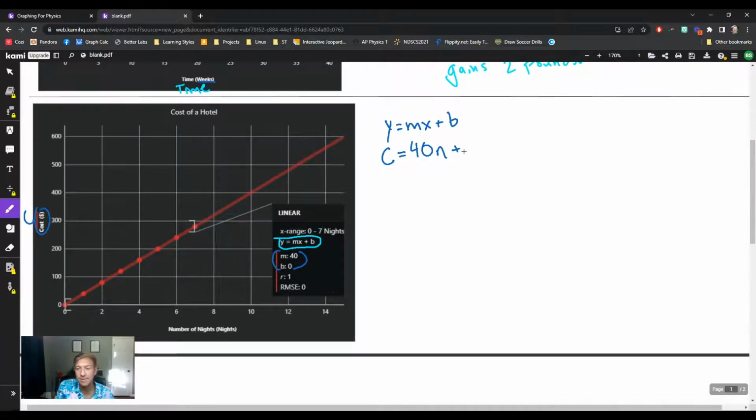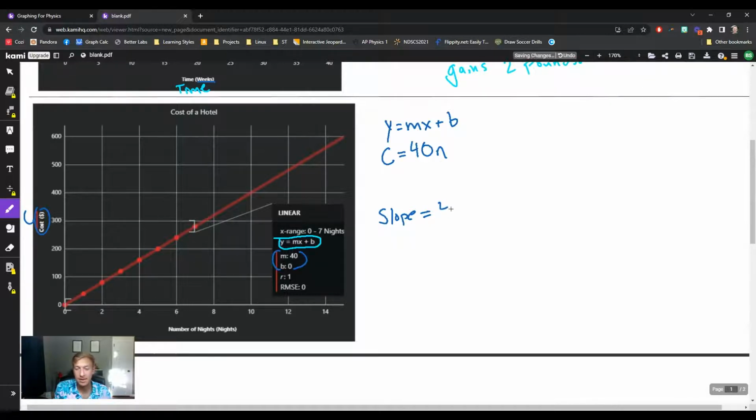And I could actually just leave that off because it's 0. It makes no difference if it's there or not. If you really want to write it out, great, more power to you. That's totally fine. But because it's 0, we actually don't need it there. So my math model here is that the cost of the hotel is going to be $40 times the number of nights that you stay. So the slope in this case is going to be 40.